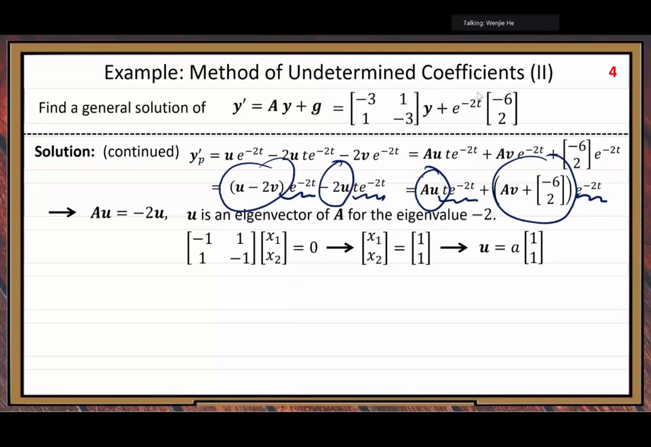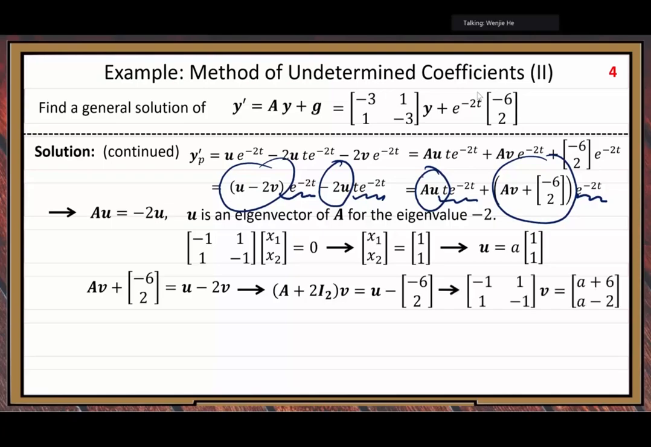Okay? All right. So let's move to our second equation: AV plus this given vector equals U minus 2V. Then let's combine the like terms. All right. So we have this equation. Let's simplify it.